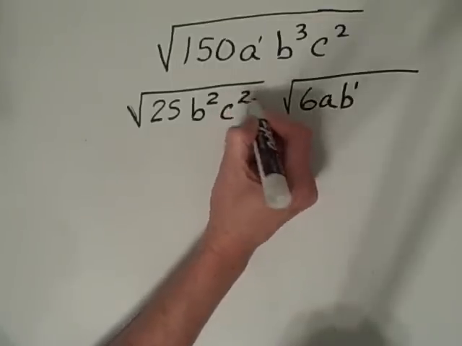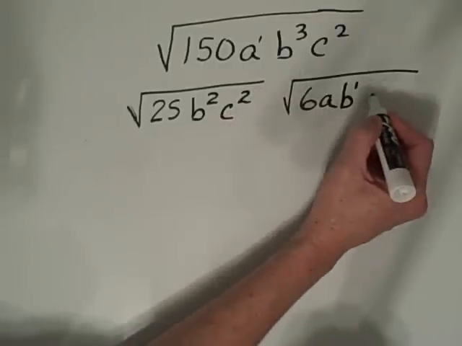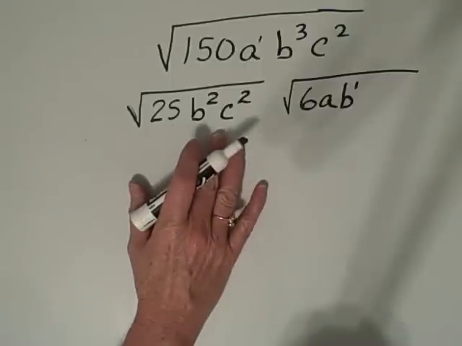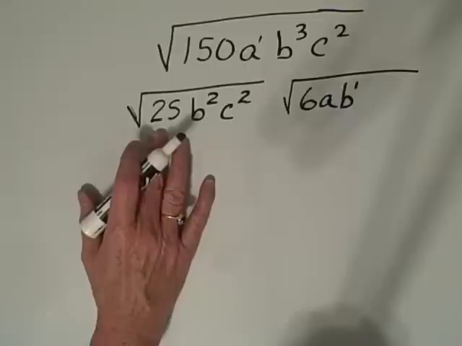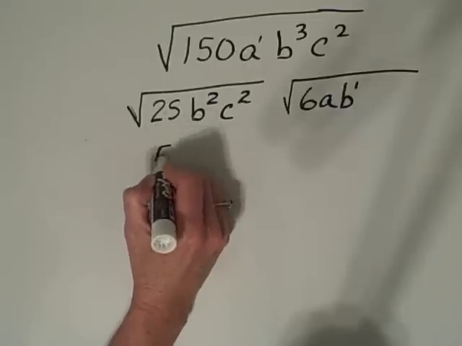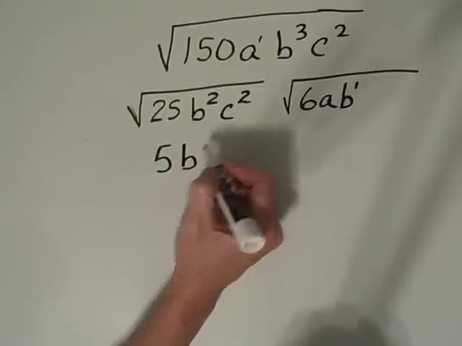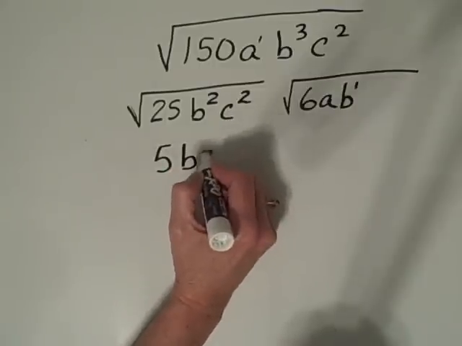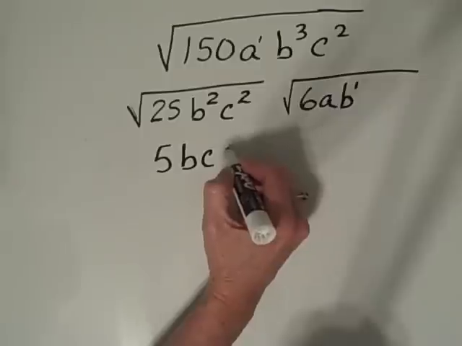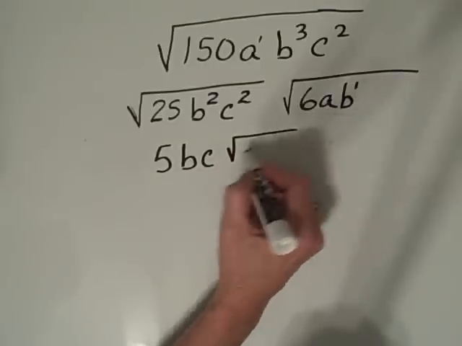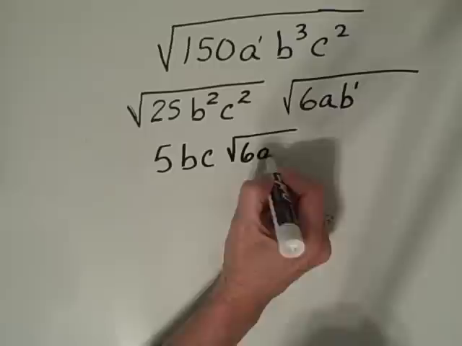Finally, I can use c squared, and I have no c's left to put over here. So this term is which we can take the square root of. The square root of 25 is 5. The square root of b squared is b. And the square root of c squared is c. And then we bring down what remains that we cannot take the square root of, 6ab.